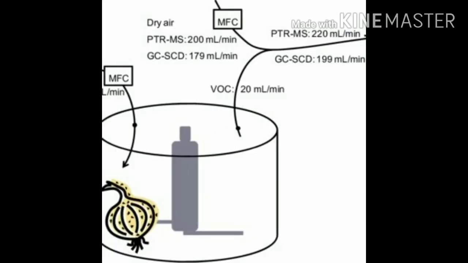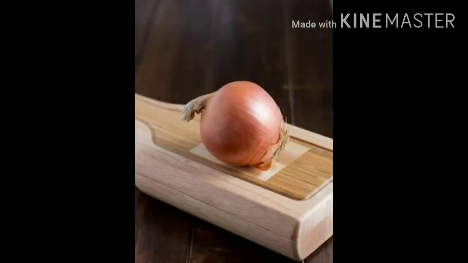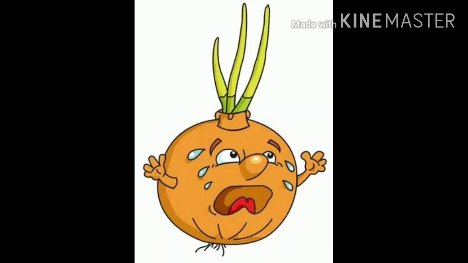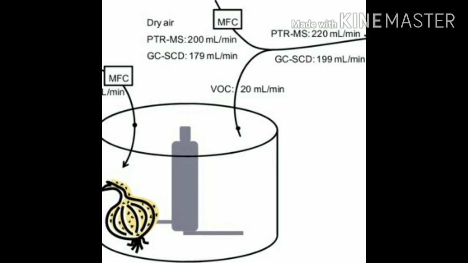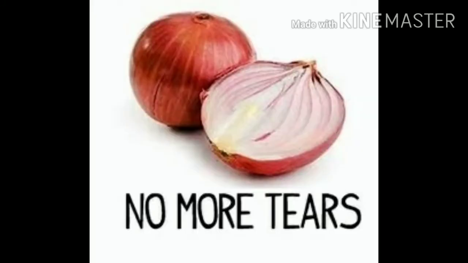Lacrimal glands are a type of gland present in our eyes. This sulfur gas stimulates the lacrimal glands, and water is produced from them, nothing but tears, and the tears start rolling down from our eyes. This is the process which takes place while we are cutting an onion, and the result is that we get tears from our eyes. So this is the process behind the tears rolling down from our eyes.